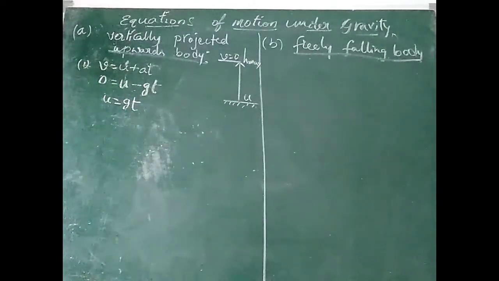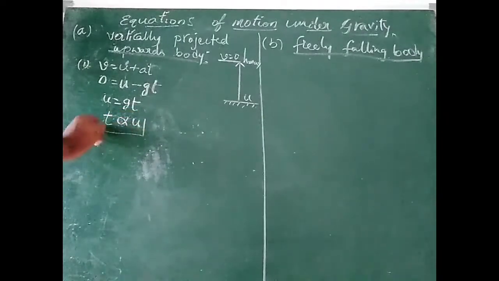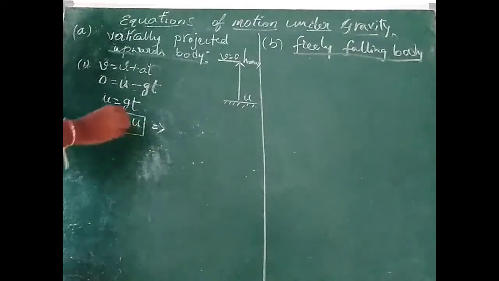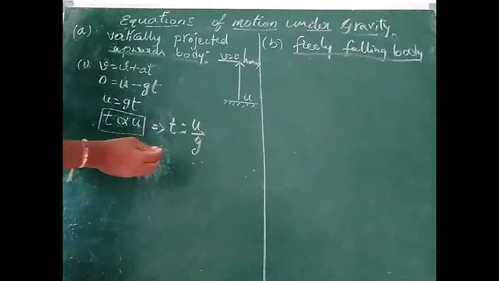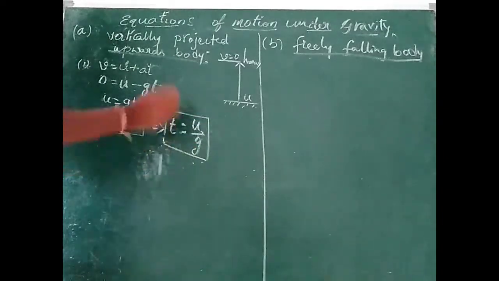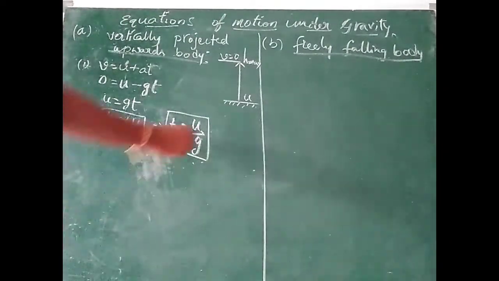u is equal to g t, and here g is constant. Acceleration due to gravity is constant. So t is directly proportional to u. And from this equation, I am writing t is equal to u by g. Important. t is equal to u by g. Here t is nothing but the time taken by the body to reach the maximum height from the ground. This is nothing but time of ascent.